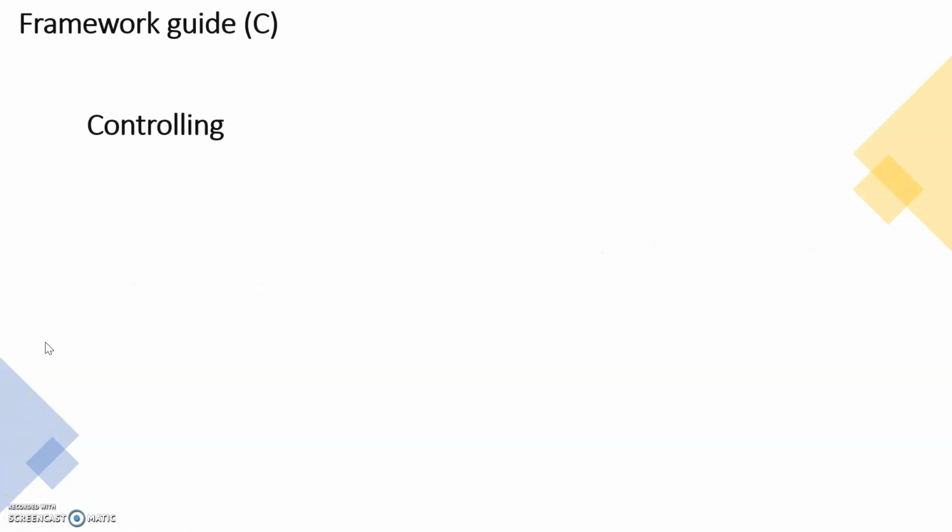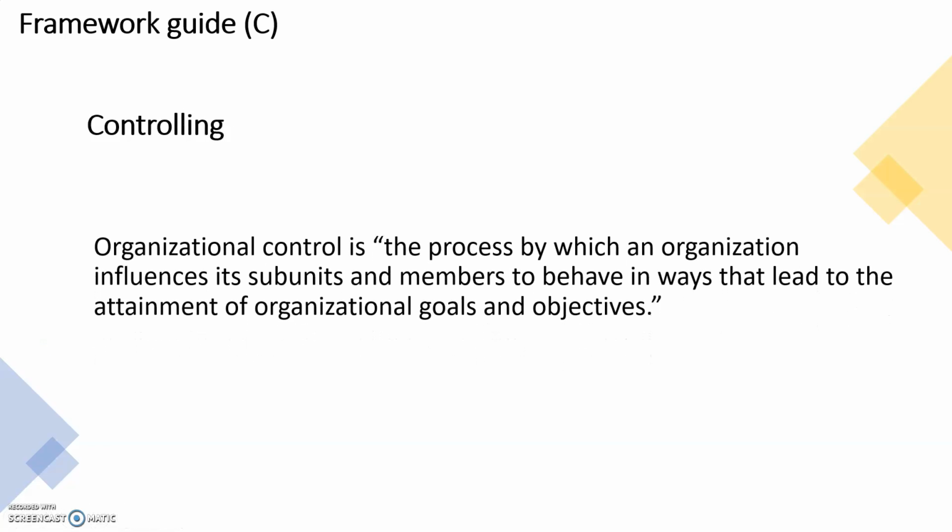The final piece of the framework is C, which is controlling. Organizational control is the process by which an organization influences its subunits and members to behave in ways that lead to attainment of organizational goals and objectives. To further achieve this organizational control, the use of strategic performance management tools allows managers to recognize, identify, and process how operating controls and strategic controls are tied, increasing performance, hence the balanced scorecard.